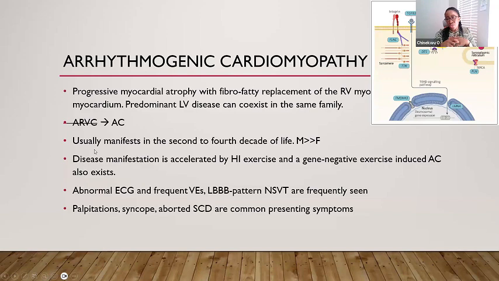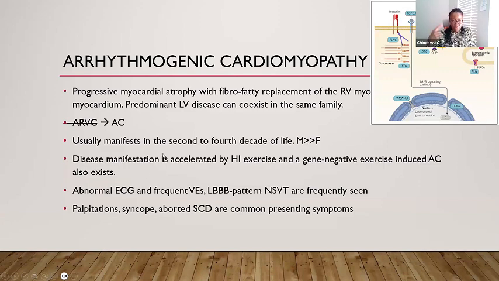And that's why the current paradigm is to think of these together. Whether it's DCM or HCM or AC or ARVC, it's fair to always think of the patient as: what is the primary insult here? The primary insult here is a desmoplakin mutation manifesting with right ventricular dysfunction, fibrofatty replacement, LV dysfunction. That way we see the whole picture. It tends to manifest in the second to fourth decade of life, with excess occurrence in men and women.